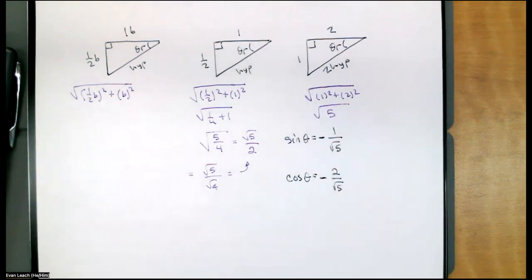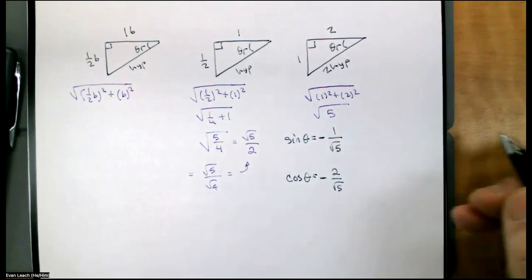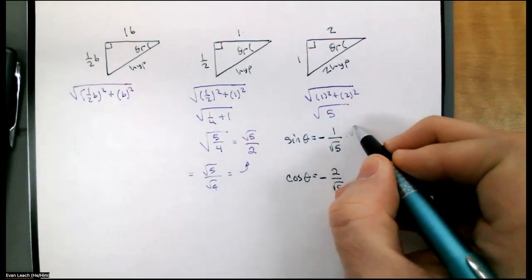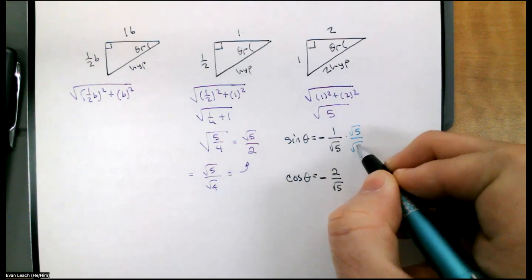When we look at our selection of answers, we don't find a 1 over root 5 and a 2 over root 5. We only see radicals in the numerator. So then we have to remember, oh yeah, we have to rationalize our denominators. So we multiply by root 5 over root 5.